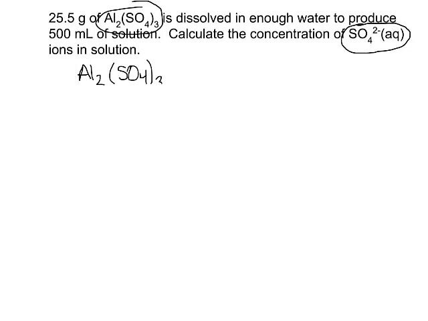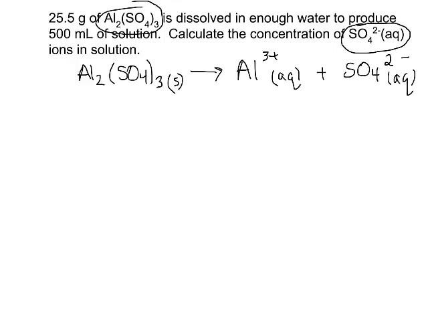We then need aluminum sulfate, and we're dissolving it in water, so it's going to produce its ions, an Al3+ (aq) plus sulfate ions, SO4 2- (aq). And first step of stoichiometry, we need to balance this. We're going to have a 2 in front of here and a 3 in front of the sulfates.